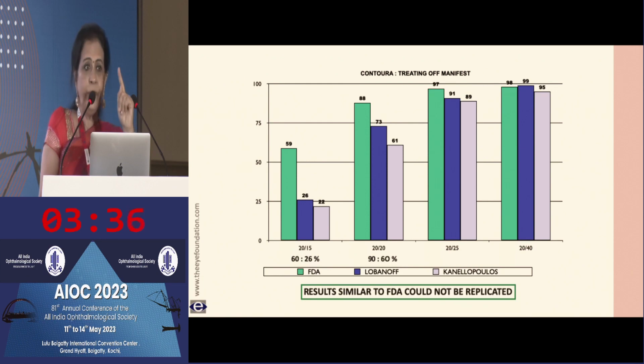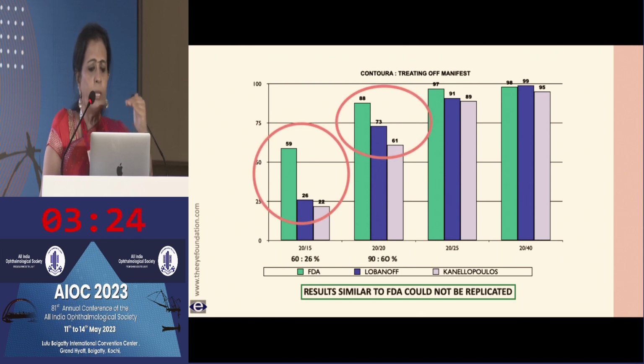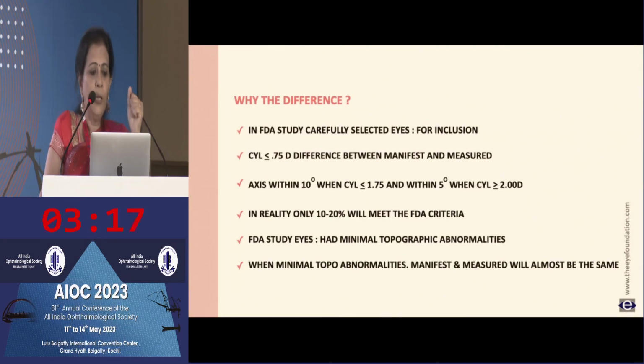But then, it seemed important that we compare these FDA results with the exponents of that time, that is Canelo-Polis and Lebanov. What you found was up to 2020 it was okay, but at 2015 only the FDA results were good. Why was it good? Because FDA trials chose eyes wherein the manifest refraction and the topo astigmatism were very close. The magnitude and axis difference was very less, and they chose near normal eyes with very minimal topographic abnormality.